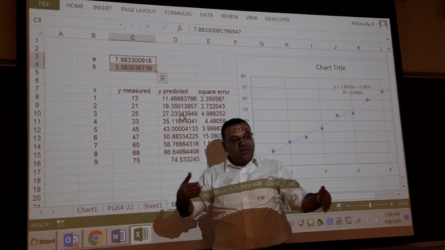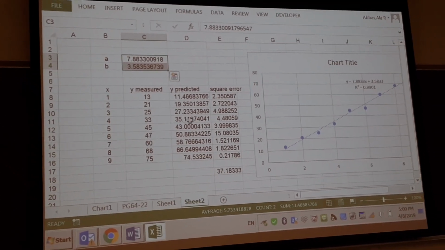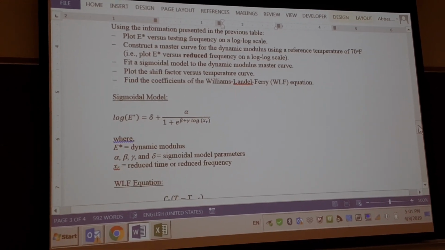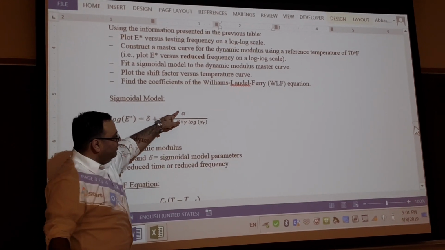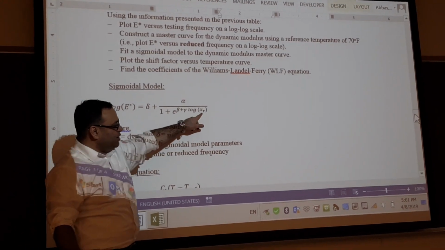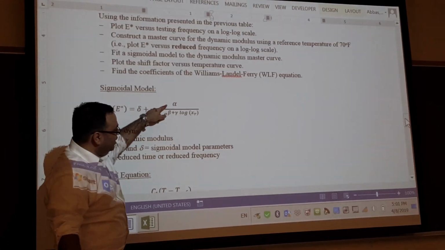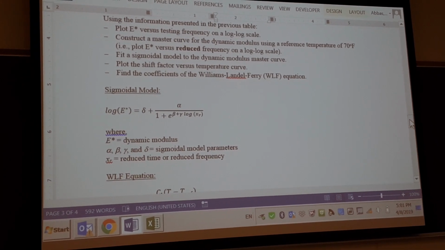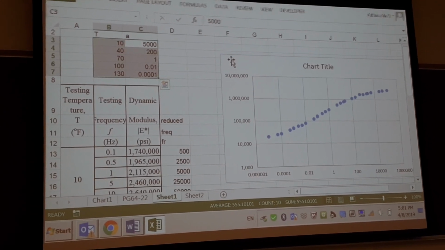So now we can follow a similar approach to fit the sigmoidal model. So the sigmoidal model has the following format. Log stiffness is equal to delta, alpha, beta, gamma, and this is log X_R, which could be time or frequency. In our case, we're dealing with frequency. Okay? So now what we're trying to do is to find the alpha, beta, gamma, delta. So we can start with any combination of values that we want.